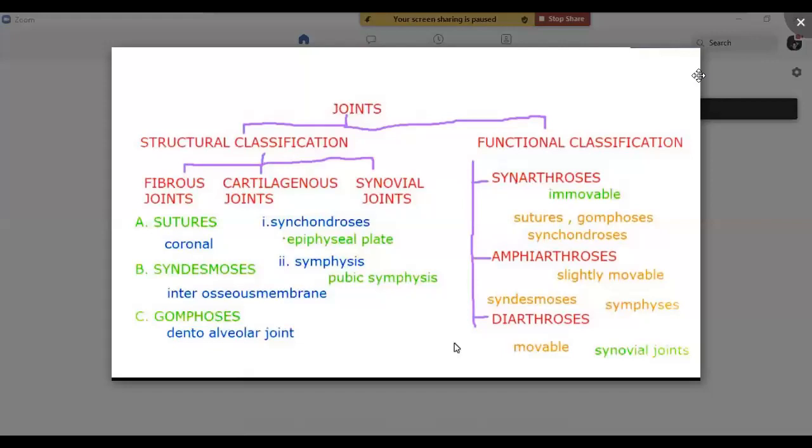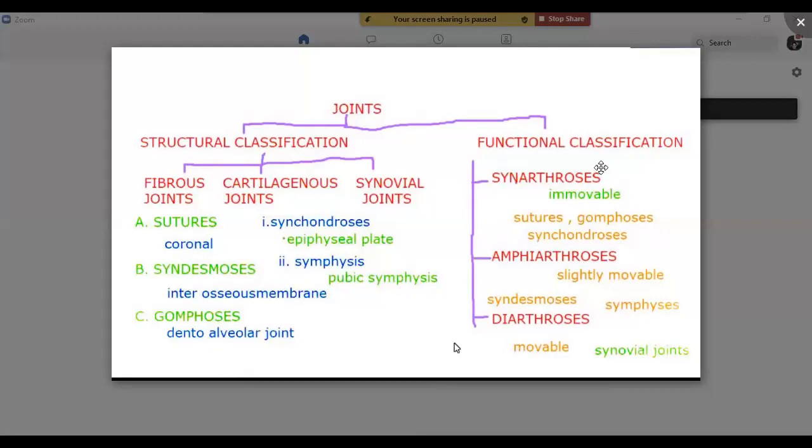Then cartilaginous joints. Synchondrosis: the epiphyseal plate of the long bone, which is present between the epiphysis and diaphysis. Symphysis: the pubic symphysis, where the two pubic bones of the pelvic girdle are connected by irregular dense fibrous cartilage. That is called the pubic symphysis.